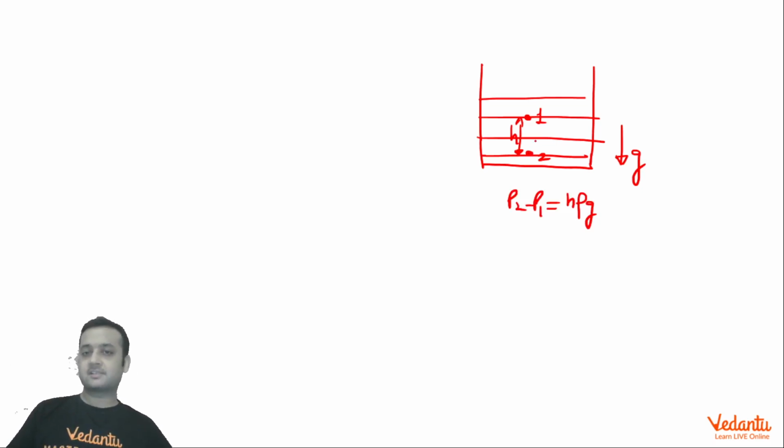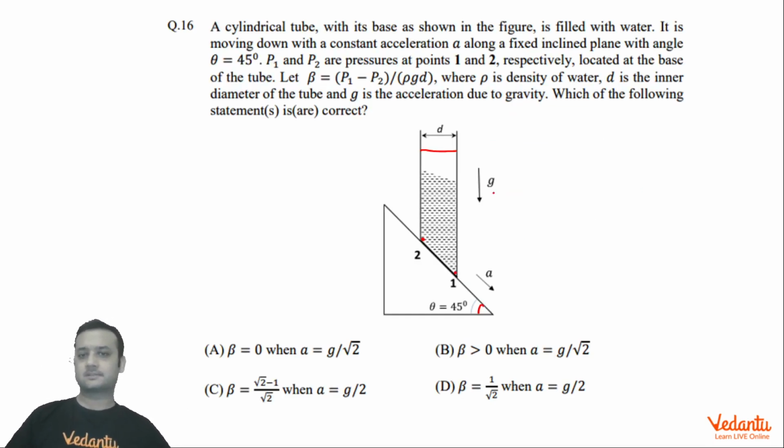So the pressure difference is h rho g, where h is the distance through which we travel in the direction of gravity. That means if we move in the direction of gravity, pressure will increase. If we move opposite to gravity, pressure will decrease. Okay, it's a very simple result. That's all we need to solve this question. Trust me. Now let's get back to this.